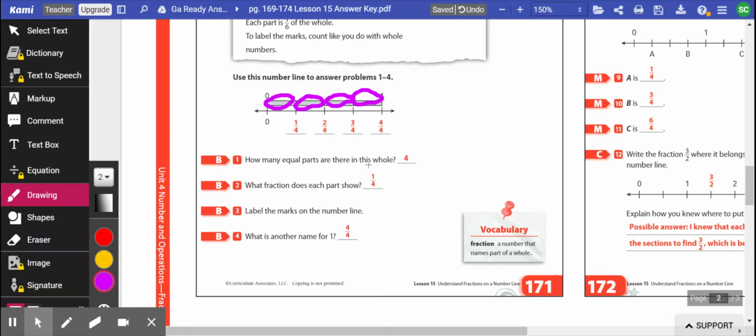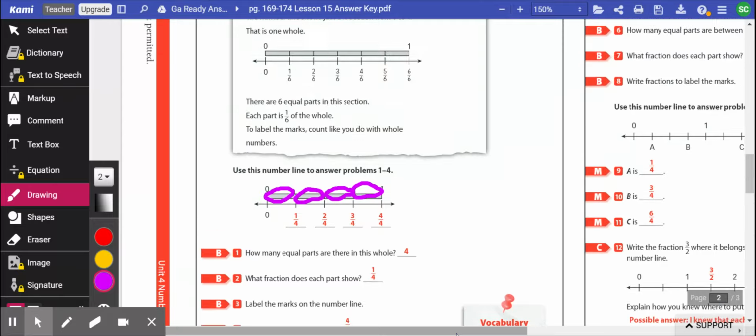And if we come down, how many equal parts are there in this whole? Well, 1, 2, 3, 4. There are 4 equal parts. What fraction does each part show? Each part shows 1/4. We've labeled the marks on the number line already. And another name for 1 right here is 4/4.